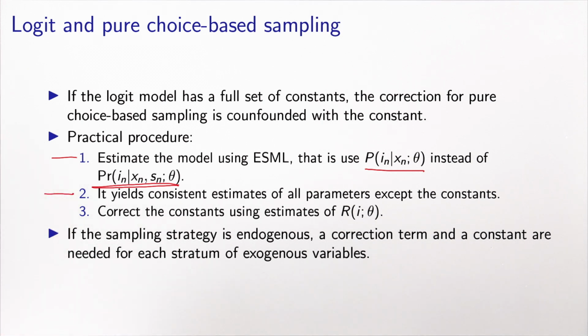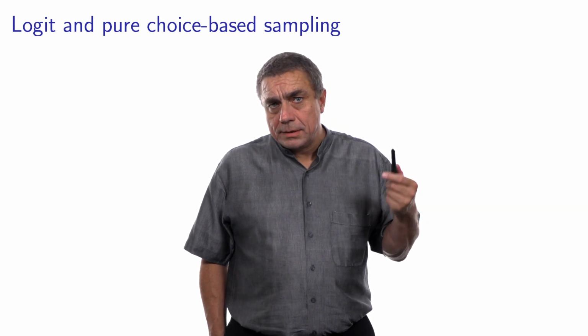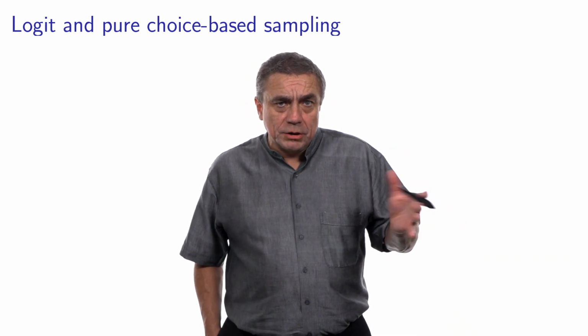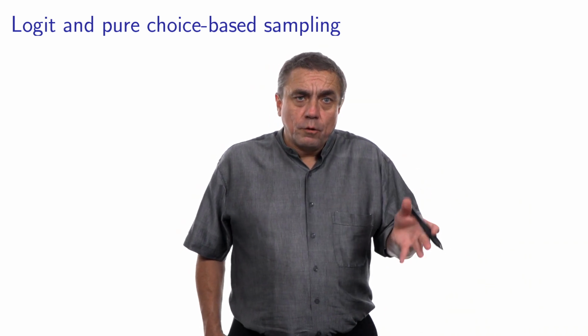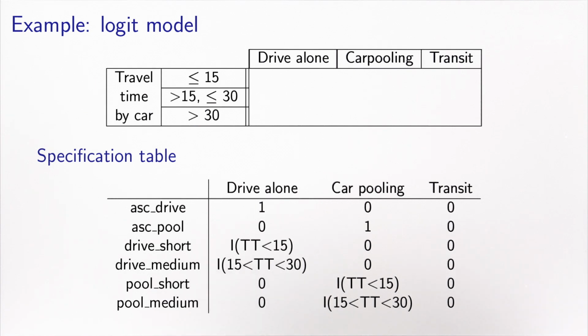This provides consistent estimates for all parameters except the constants, because we have ignored this log of r that appears in the formulation. So we have to correct them, and this is the first step. We correct the constants using the estimates of r. And as I said, assuming that it's a pure choice-based sample is not a restriction. So if the sampling strategy is endogenous, you will need a correction term and a constant for each stratum of exogenous variables. Let's have a look at a concrete example.